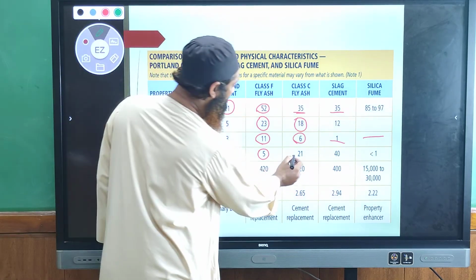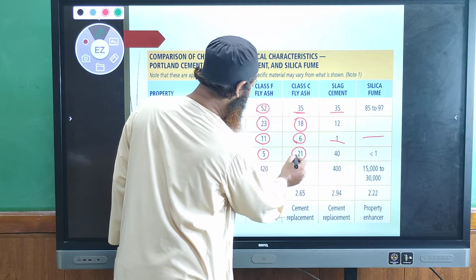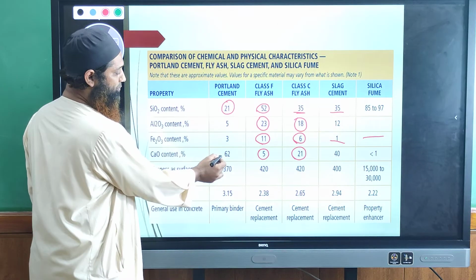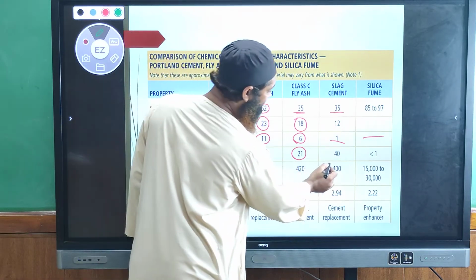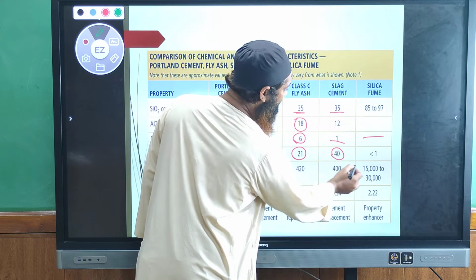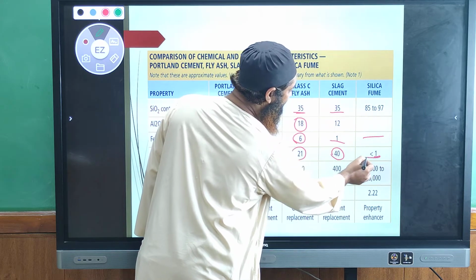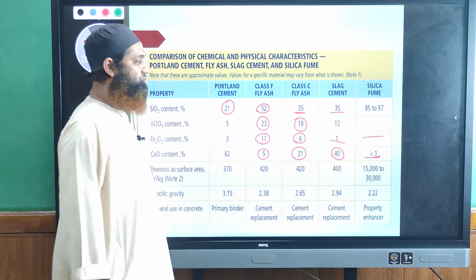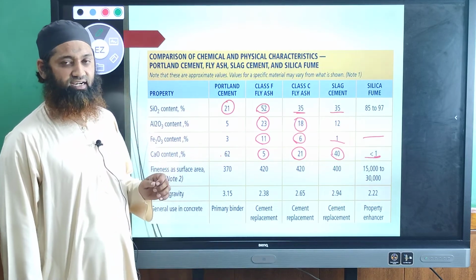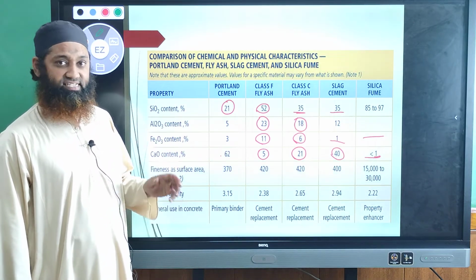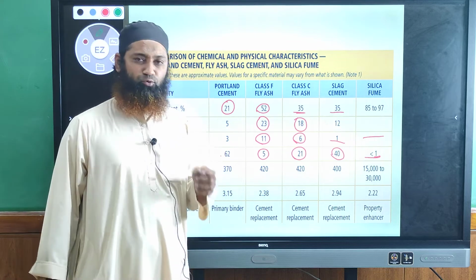You can see calcium oxide is very less here also, 21%, when compared to Portland cement, that is 62%, and in slag cement it is 40%. Here you can see it is less than 1%. So in silica fume, the calcium oxide content is very low, but still it performs very well up to some percentage.